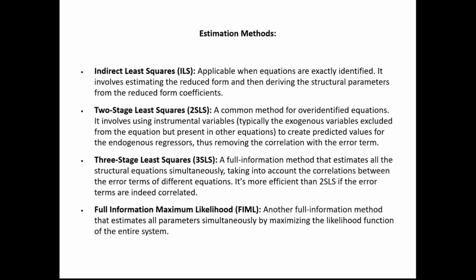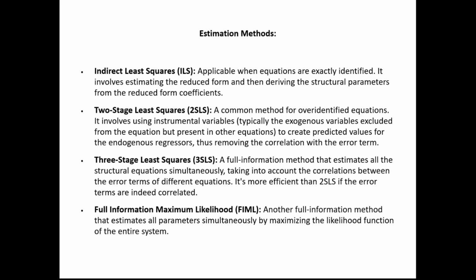The third is called three-stage least squares, a full information method that estimates all the structural equations simultaneously. So this is joint estimation, whereas two-stage least squares is a single equation method. A full information method is the estimation of all the structural equations simultaneously, taking into account the correlations between the error terms of the different equations. It is more efficient than two-stage least squares if the error terms are indeed correlated.